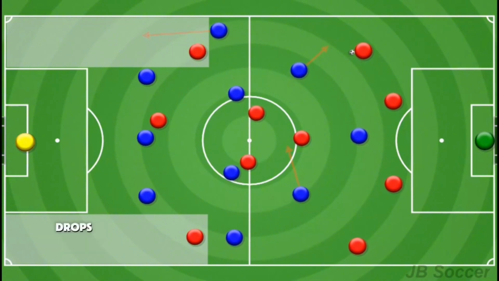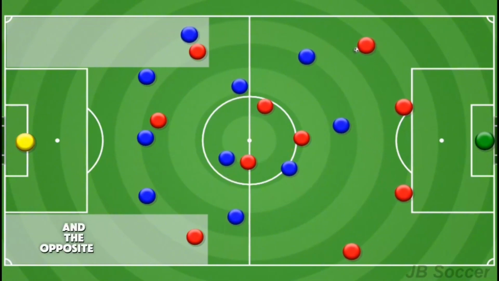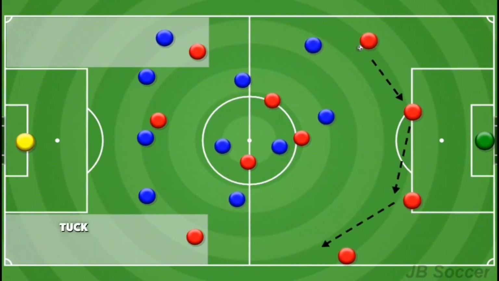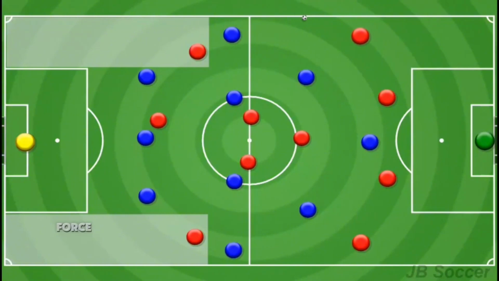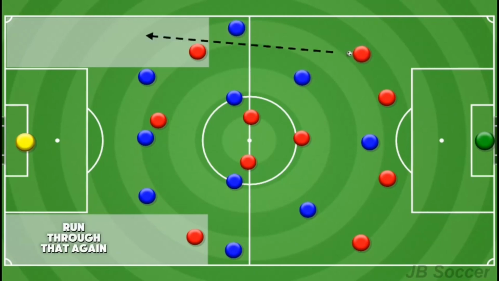The wing-back drops in the space, and the opposite 10 and opposite wing-back tuck in to make the midfield more compact. Again, that ball side 10, who's part of the front three, they're trying to stop the forward pass, force the opposition to play inside or backwards. That will probably result in a switch of play where we just have to reverse the roles on the opposite side of the pitch.